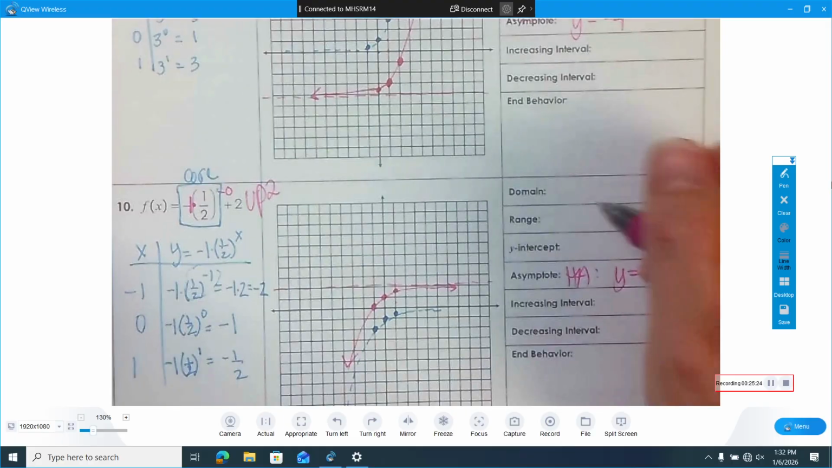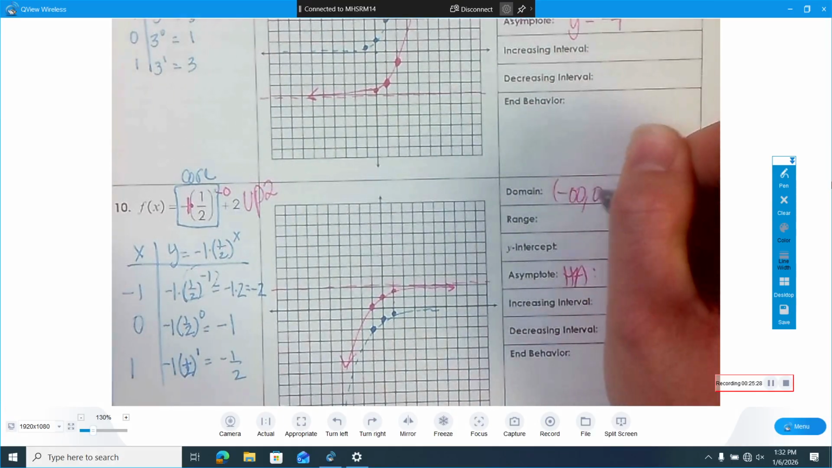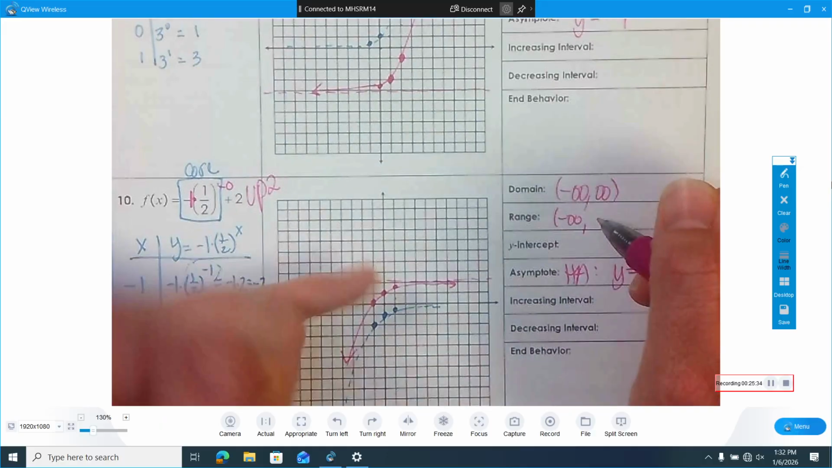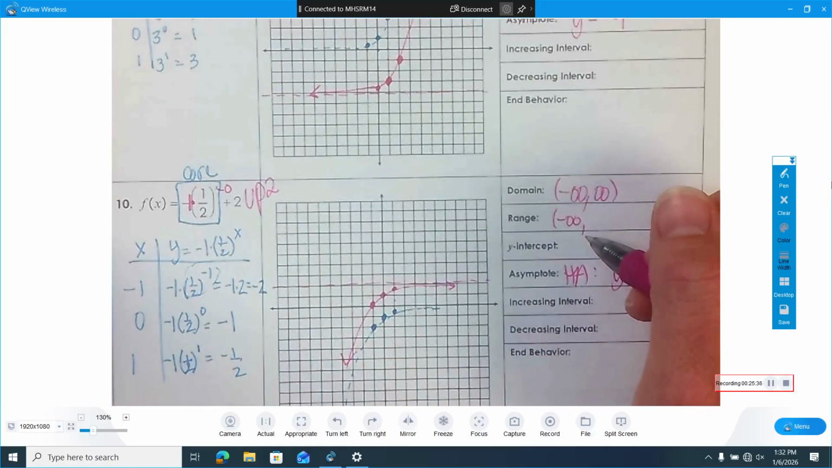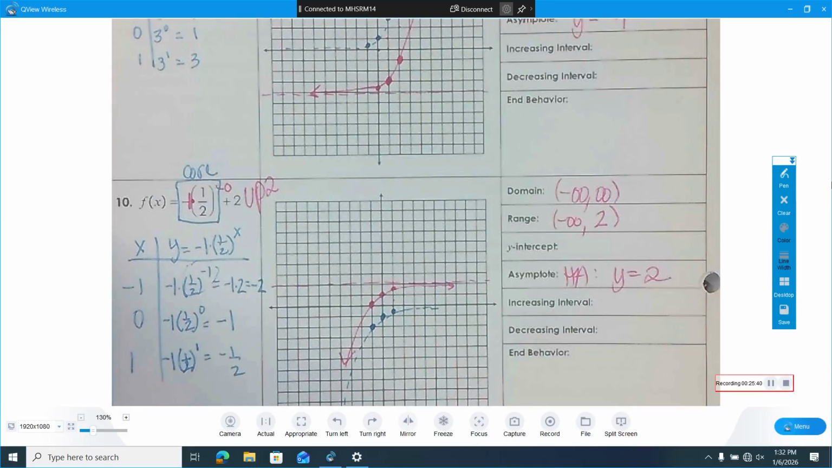So this is a negative Superman coming in for a landing. What's the domain? Tricky, tricky. What's the range? How low does it go? Negative infinity. How high does it go? 2. So negative infinity to 2. So that one gets flipped around. Questions on that one?